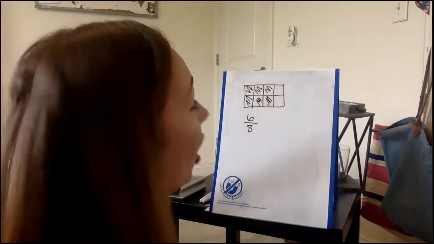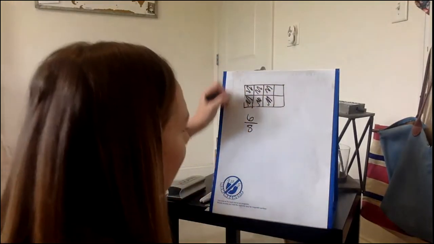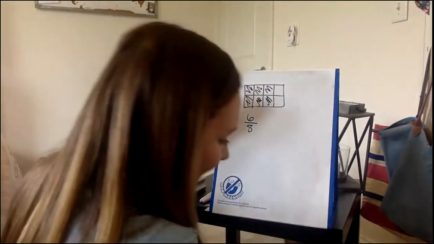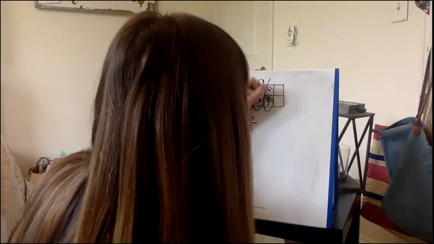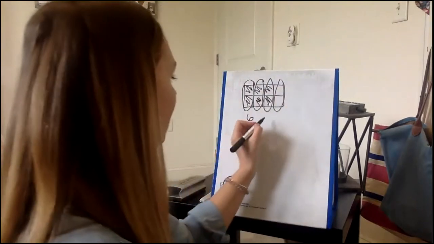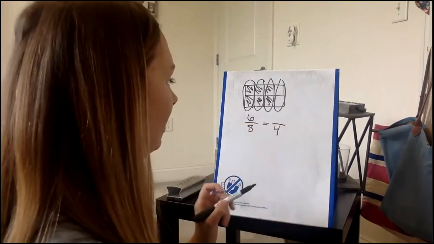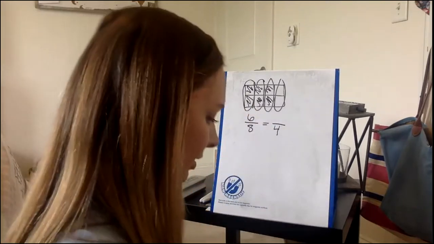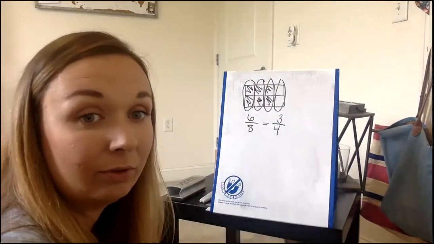I have to do all shaded or all unshaded. So I can't do 4/8 and 4/8 because this piece would have 2 shaded, 2 unshaded. But I can do 2/8, 2/8, 2/8, and 2/8. And now I have 4 total pieces, and I have 3 of those shaded. So we say 6/8 is equivalent to 3/4.